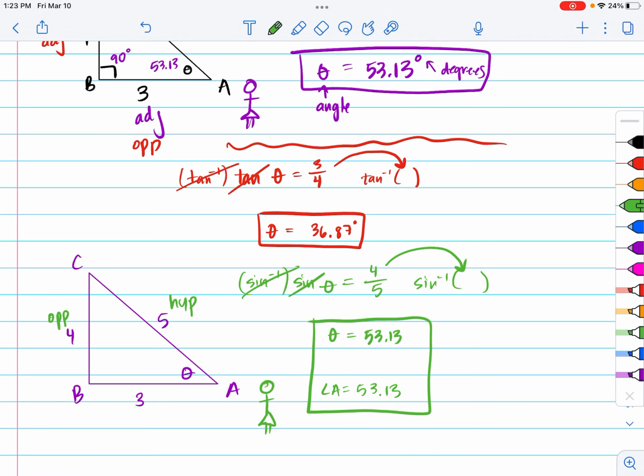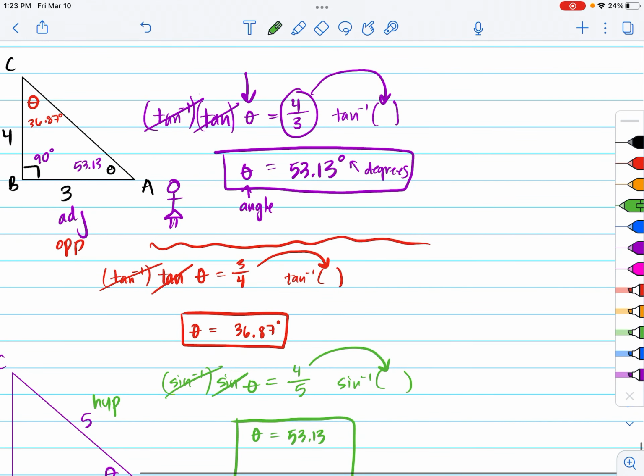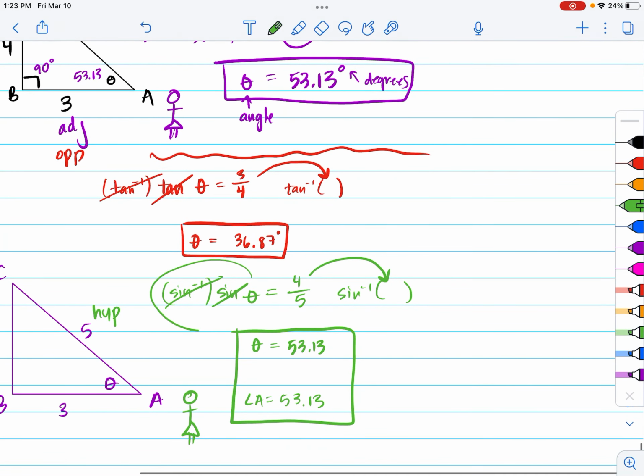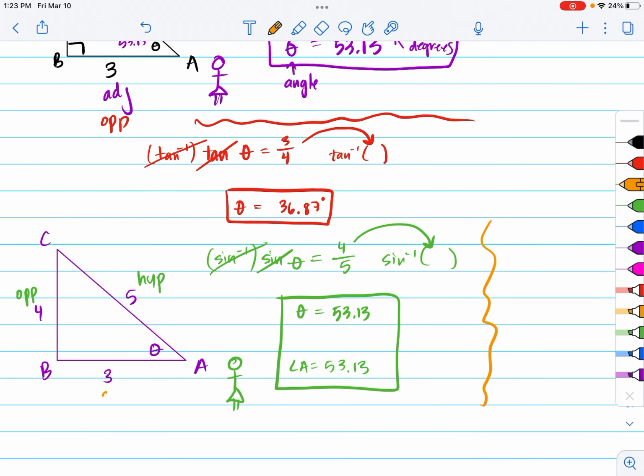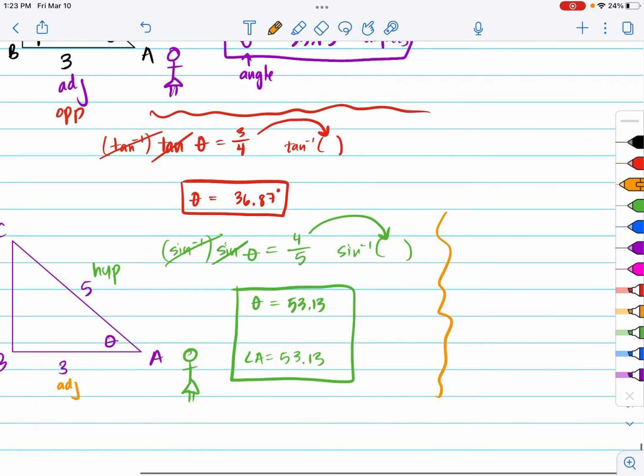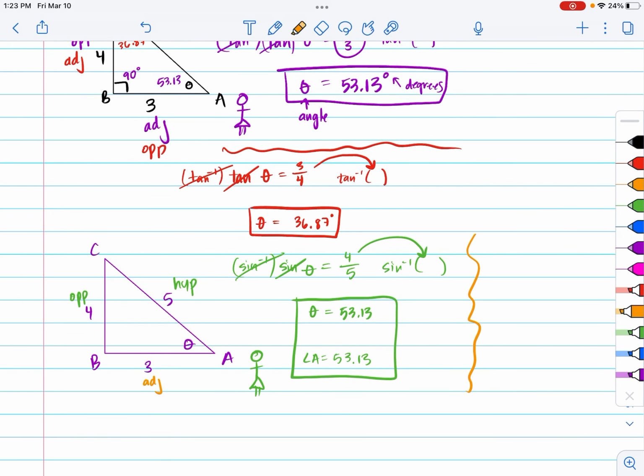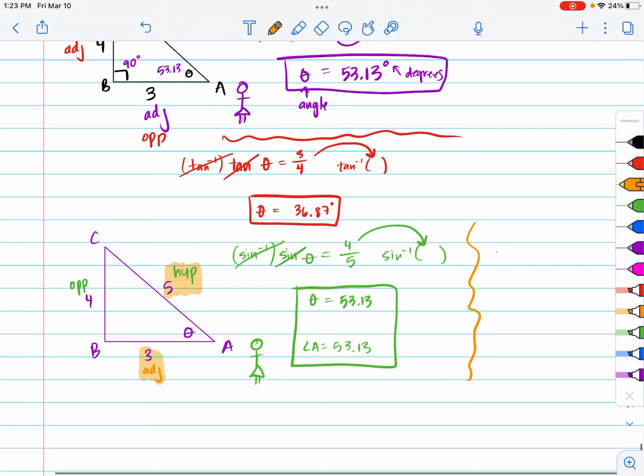Which begs the question, what happens if I use cosine? Because in the first problem we used tangent, the second iteration of this we used sine. What happens if we use cosine? So let's do this last version of it in the same perspective. This is our adjacent side, okay? And we would use the cosine because what if we use adjacent and hypotenuse? Because that's your cosine function. So we would do cosine of theta is equal to, what's the ratio here? 3 adjacent over hypotenuse 5.